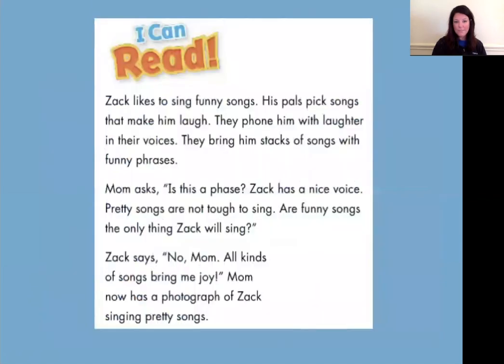All right, let's use what we've learned in a reading passage. This passage has some words in it, just like the ones we just practiced. Let's go ahead and read together.